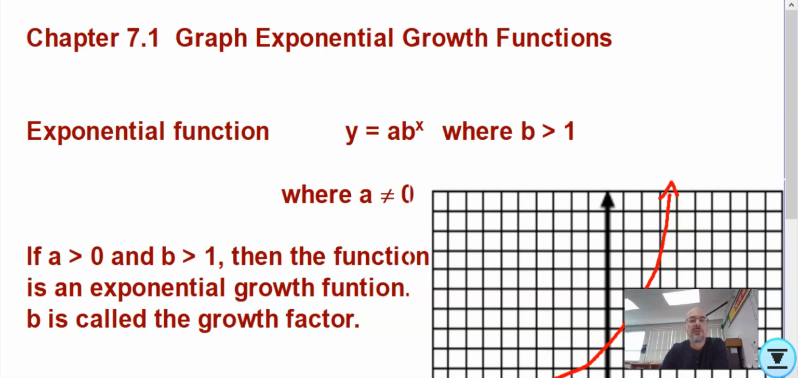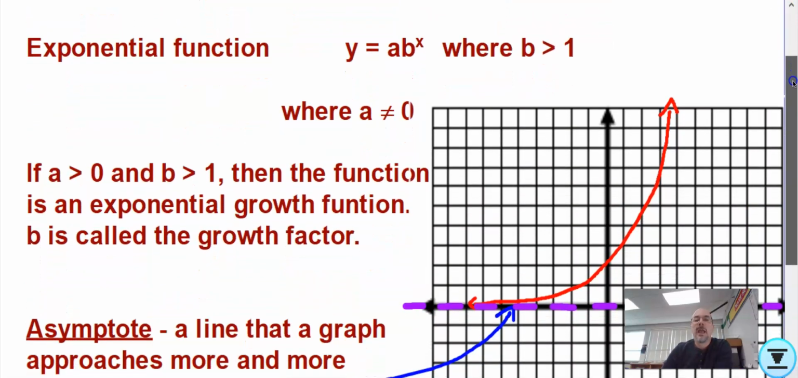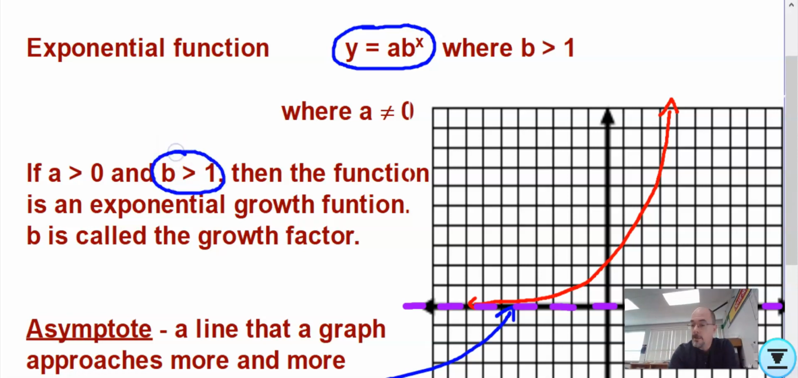We are looking at Chapter 7.1, Graph Exponential Growth Functions. So, what are we looking at here? An exponential growth function, a real simple equation: y equals a times b to the x power. Now, b is greater than 1. Ladies and gentlemen, when that b is greater than 1 and the a is greater than 0, the function is an exponential growth function. That means it's curving up from left to right.